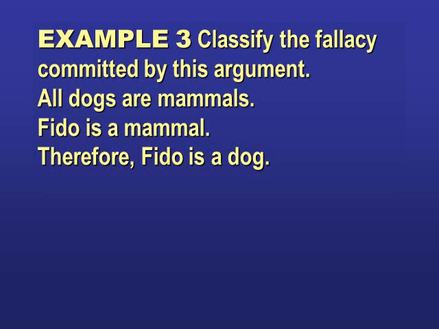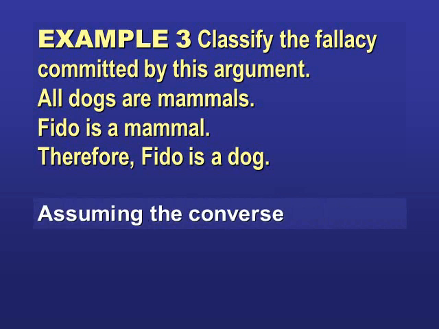So let's do an example. Classify the fallacy committed by this argument. We're going to use the three fallacies that we already know. All dogs are mammals. Fido is a mammal, therefore Fido is a dog. What kind of fallacy is this? Because we already know Fido could be a cat. So I think right here you can assume that we are assuming the converse. Just to be clear, we have three fallacies we learned previously. Now we're adding assuming the converse and assuming the inverse. So now we know 5 fallacies.